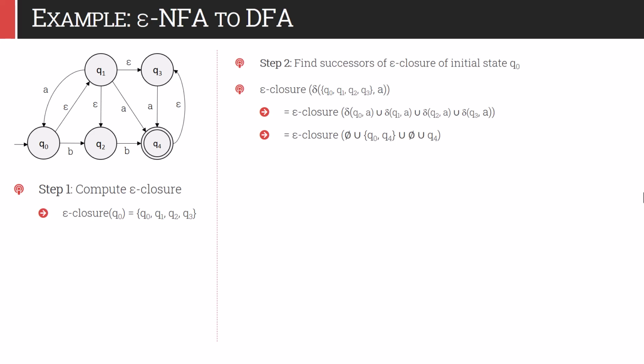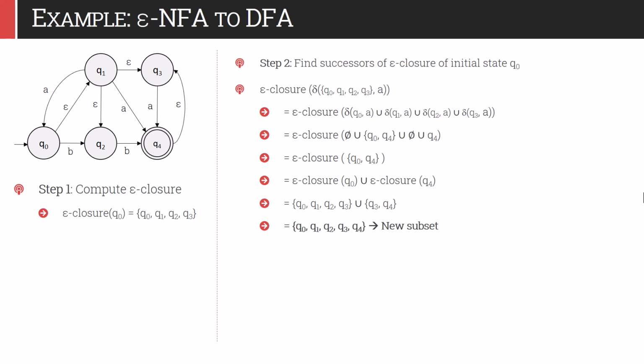There are two transitions from state Q1 on input A, that is Q0 and Q4. There is no transition from state Q2, and there is one transition from state Q3 on input A, which is Q4. So the union of all those outputs will be Q0 and Q4, and we have to compute the epsilon closure of Q0, Q4. That is equivalent to the epsilon closure of Q0 union the epsilon closure of Q4. From the diagram, we can find that the epsilon closure of Q0 is Q0, Q1, Q2, Q3, and the epsilon closure of Q4 is Q3 and Q4. The union of that would be Q0, Q1, Q2, Q3, Q4.